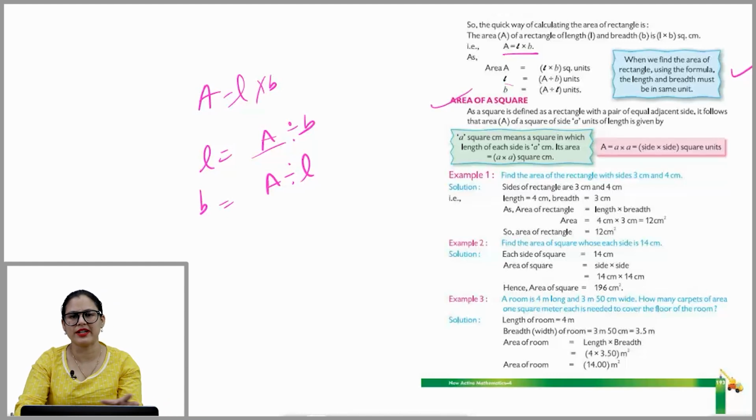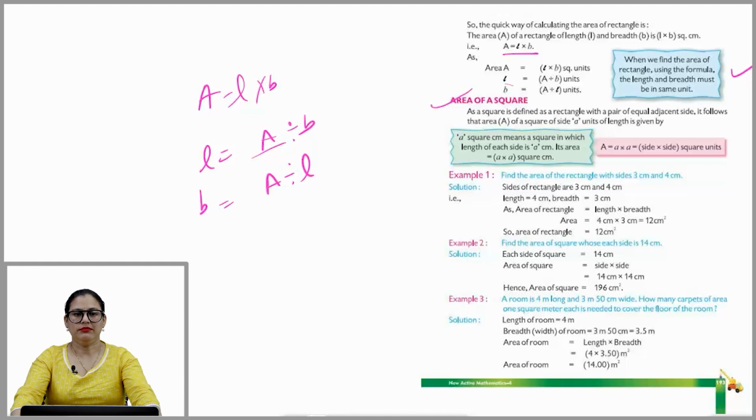Now area of a square. As a square is defined as a rectangle with a pair of equal adjacent sides, it follows the area A of a square of side a units of length is given by: area of a square is a into a, that is side into side. A square of side a centimeter means a square in which the length of each side is a centimeter. Its area is equal to a into a square centimeter.